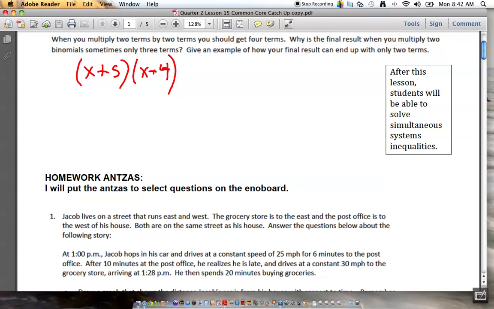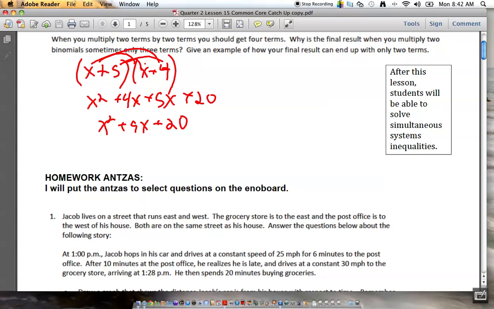If I double distribute here, it's x times x, which is x squared. Then the x gets multiplied by the 4, which is 4x. Then 5 times x is 5x, and 5 times 4 is 20. So at first it looks like it's four terms, which is what they're talking about. But what happens that it's not four terms? You can combine like terms in the middle. Very good. So it becomes x squared plus 9x plus 20.